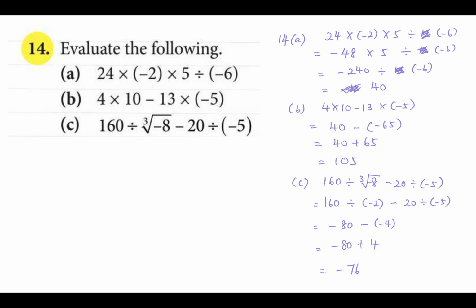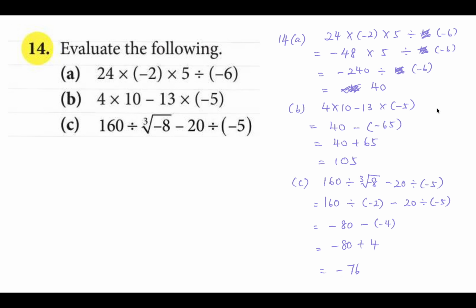Question 14, evaluate the following. For this type of question, all we need to do is to be very careful, don't rush, and observe the order of operations step by step, right? So the first one: 24 times negative 2 times 5 divided by negative 6. Since they are all multiplication or division, we can do them one step at a time. 24 times negative 2 gives us negative 48, and then multiplying by 5 gives us negative 240, which when divided by negative 6 gives us 40.